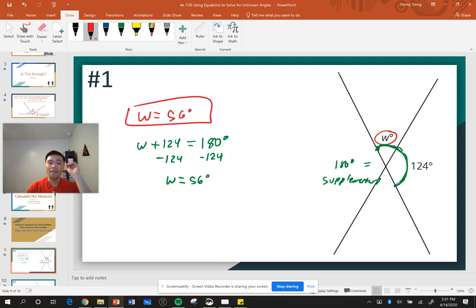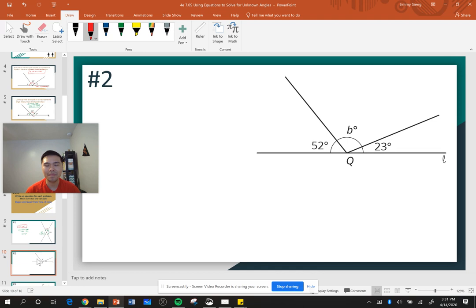Again, you add 56 plus 124, that adds up to 180 degrees, right? Because it creates that supplementary rotation there, okay? We got 3 more. You feeling good about it?